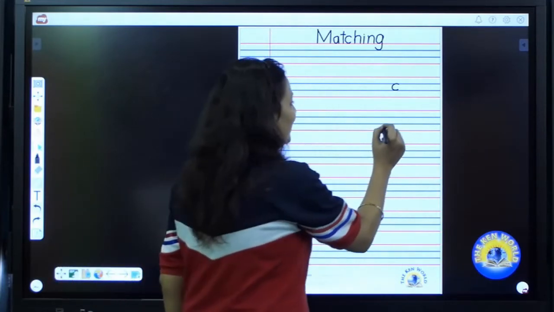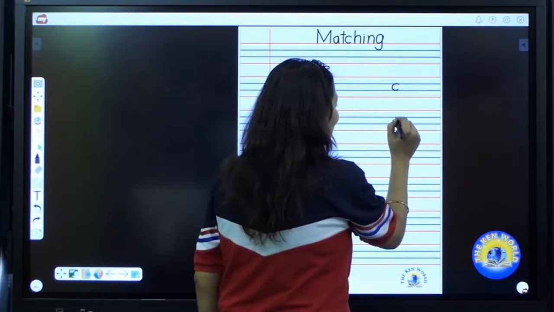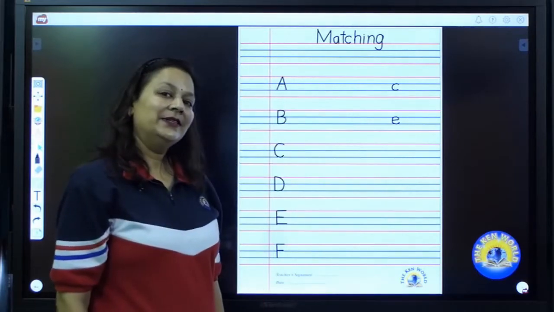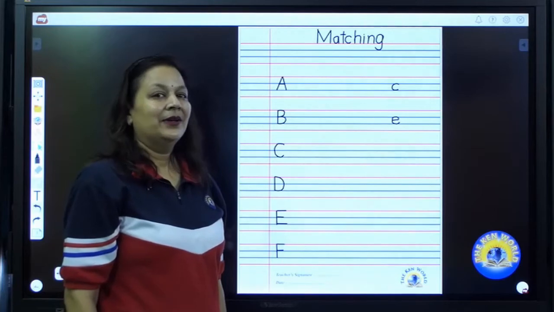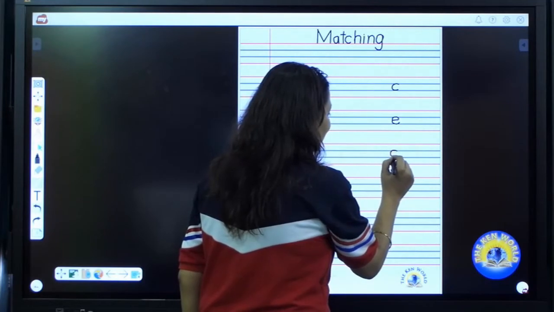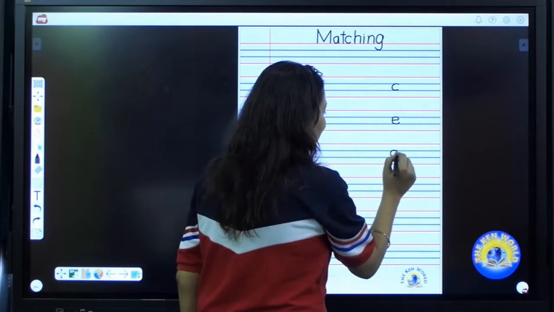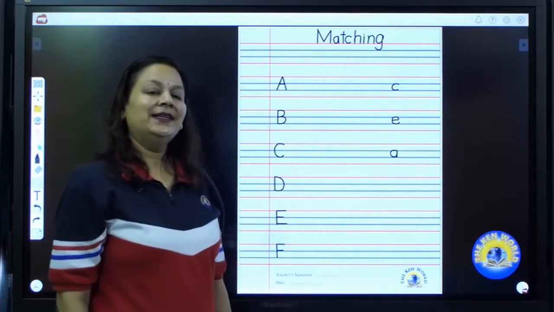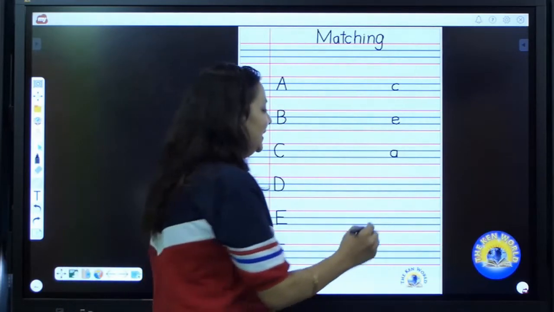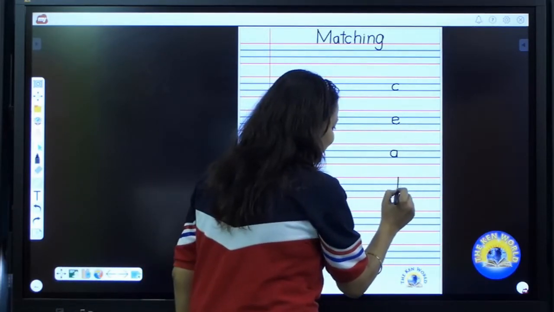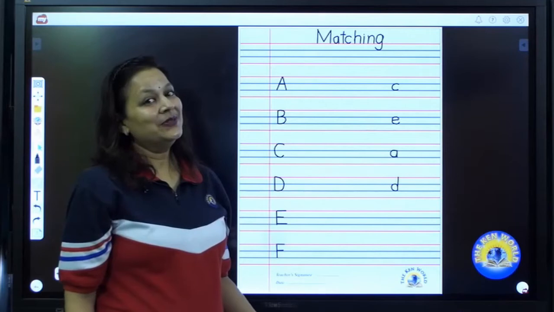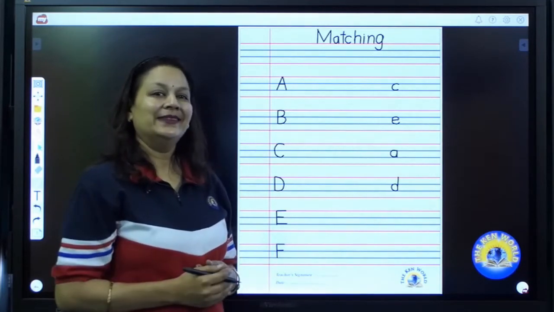Now we are going to write E. Lowercase e. Now it's your turn to write E. Done? Now we are going to write A. Now it's your turn to write A. Now we are going to write D. Now whose chance to write D? Yes, it's yours.